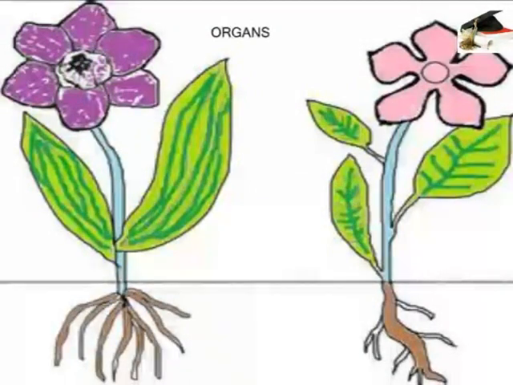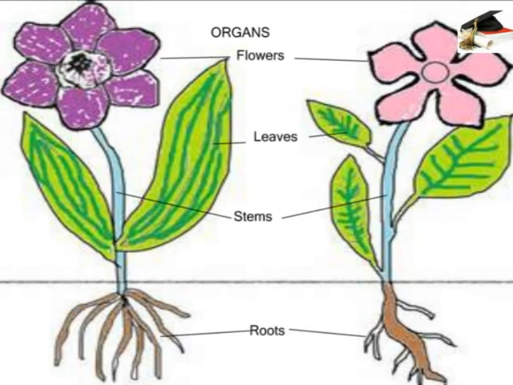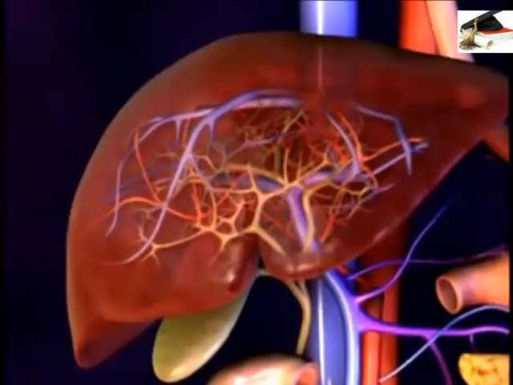Organs. Now, various tissues occur in living organisms. These tissues may be specialized and grouped together to form a functional unit called an organ. In plants, the organs include roots, leaves, flowers, and stem. In animals, the main organs include the heart, brain, kidney, lungs, liver, and so on.